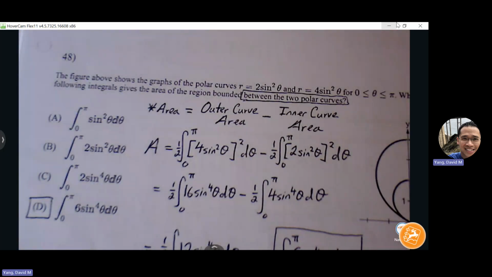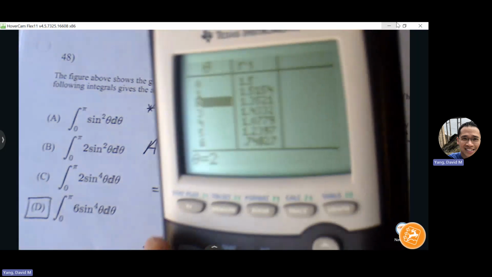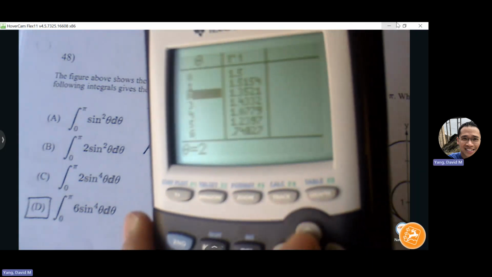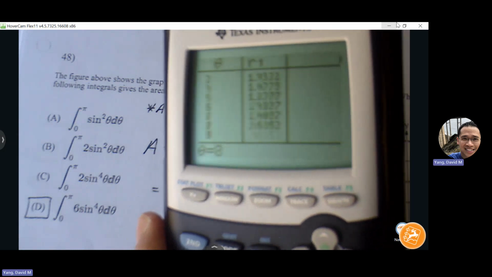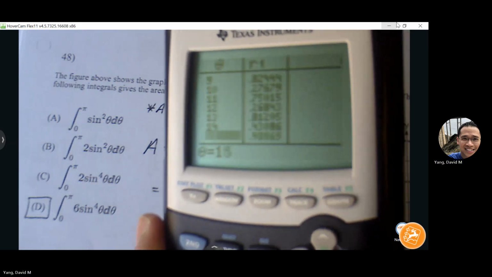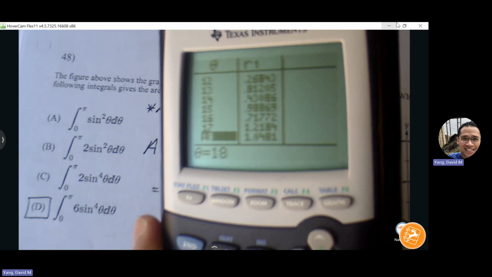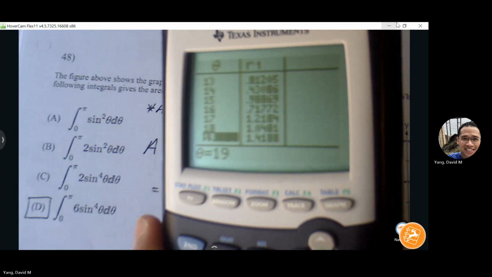Is there a way to make a table of values on the calculator? Yeah, if you do second graph, you can see your table. I think that makes it a lot easier. Kind of scroll through and see what's happening with each of these values.